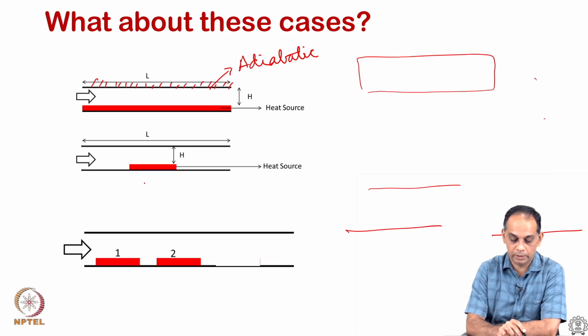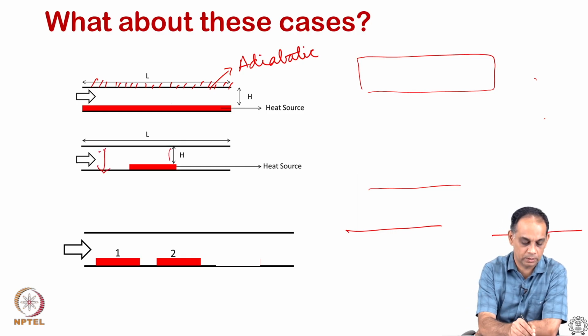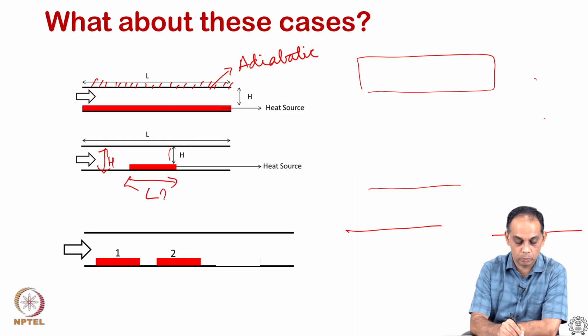So, now we look at the situation where the heat source is not the entire length and it is only a short way. Now, what can I use to calculate the heat transfer coefficient? Should I use this height or this height or the length of this device? So, what should be my length scale?